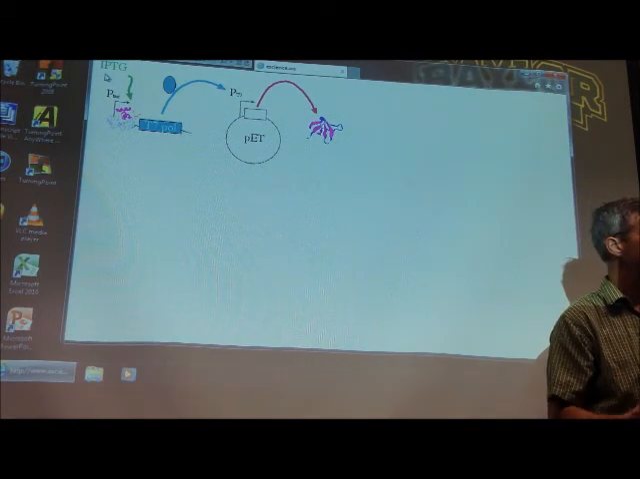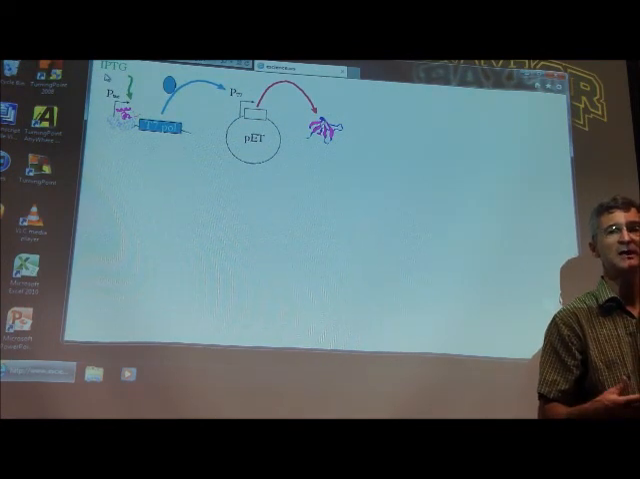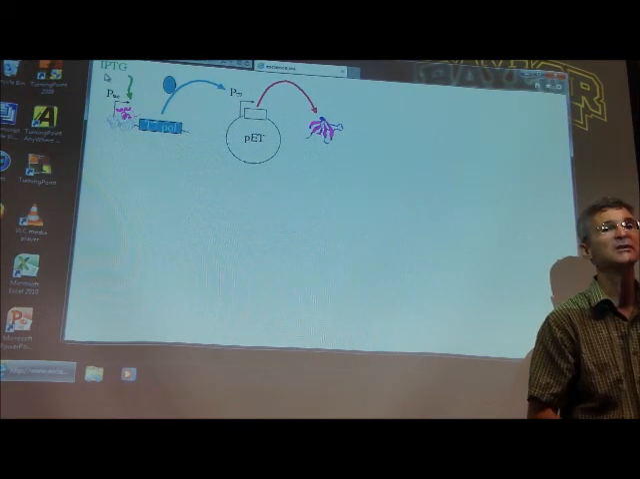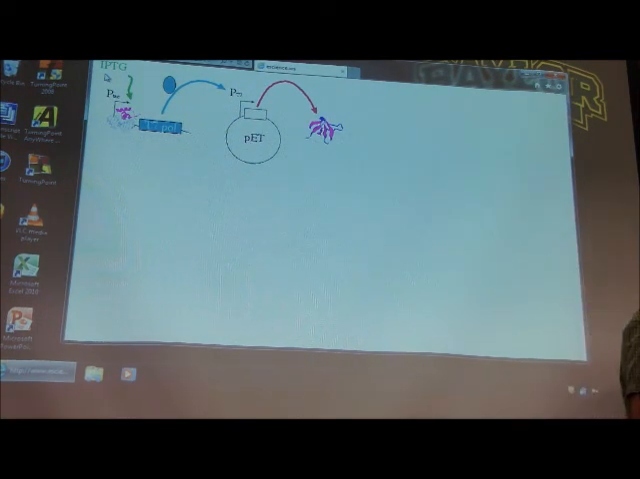And so if you add IPTG, then you get T7 RNA polymerase being produced. Then you get your protein of interest being produced. And that's how pET vectors work.